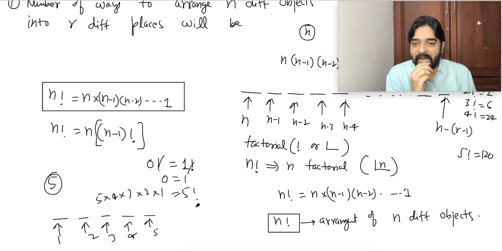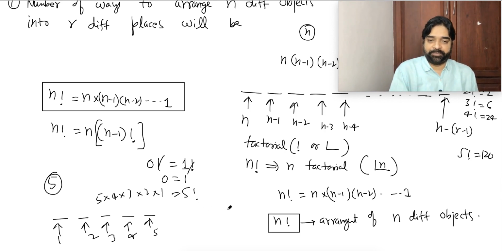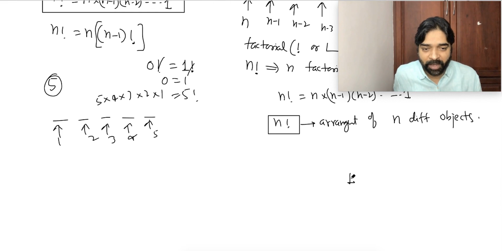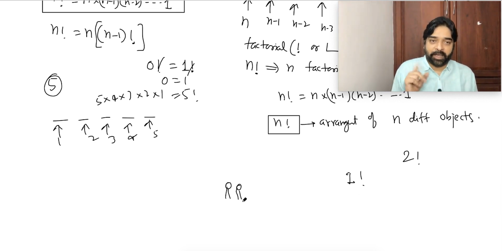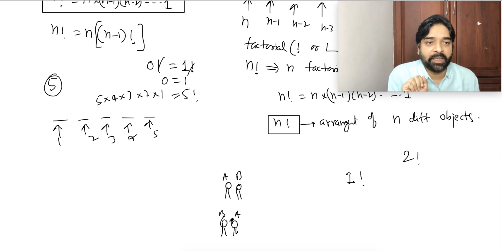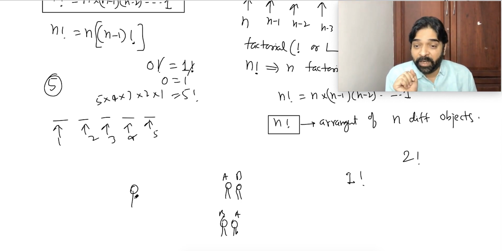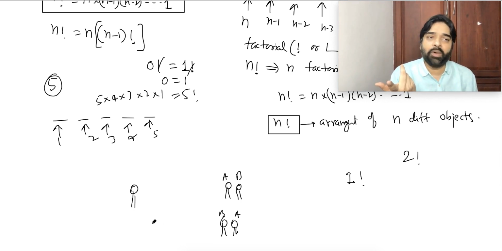Now, if I ask you what is the meaning of 1 factorial, you will say there is a single object and I have to arrange this single object. Maybe let's take a person. If I say 2 factorial, it means there are 2 objects I have to arrange. Say A and B. This is one arrangement, another arrangement will be this. 2 arrangements will come. Yes or no? That's why the value is 2. But if there is only one person, in how many ways can you arrange it? Only one way. There is no other way.